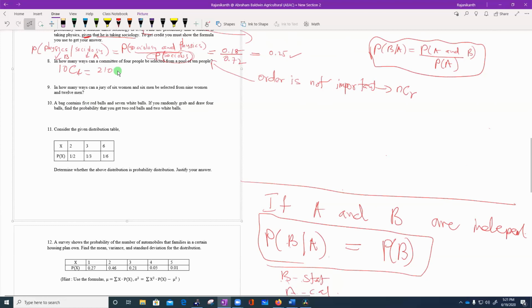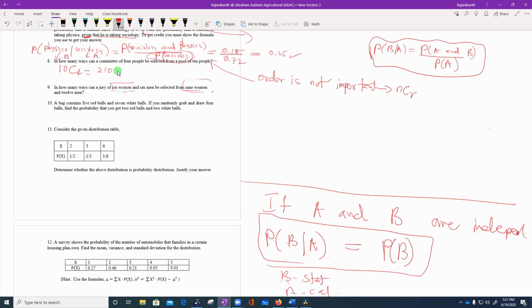So first, ask yourself, what is the experiment you are doing first time? First time you need to choose women, right? How many women are given in total? There are 9 women. Yeah, you need to choose 6 from 9.